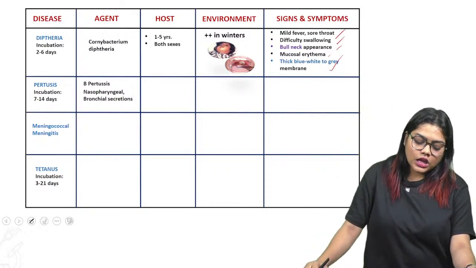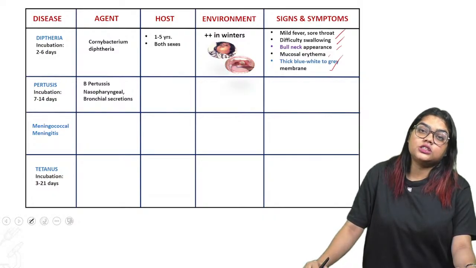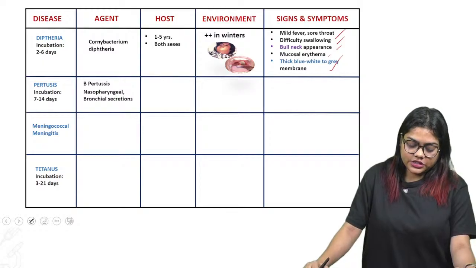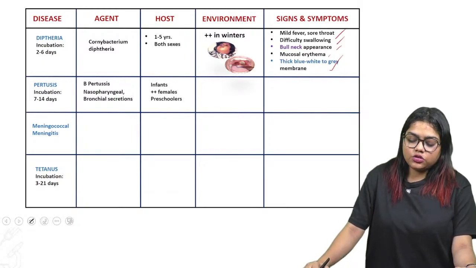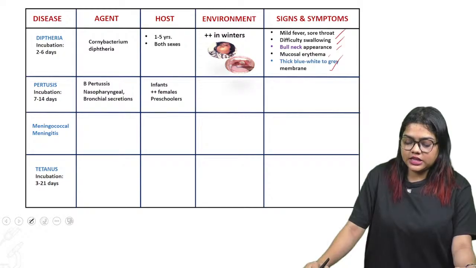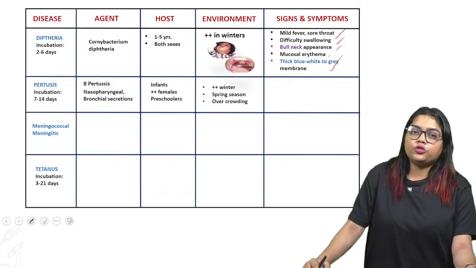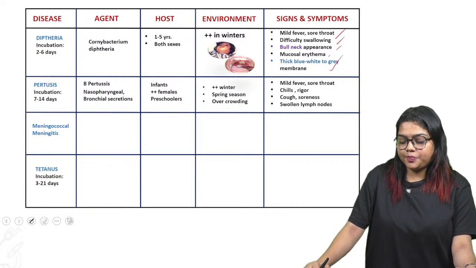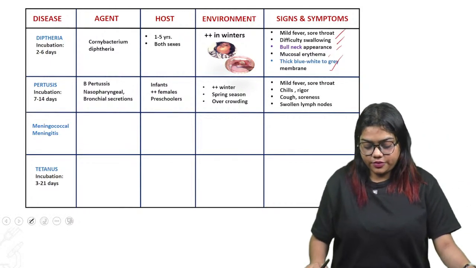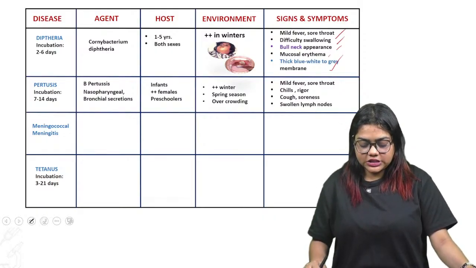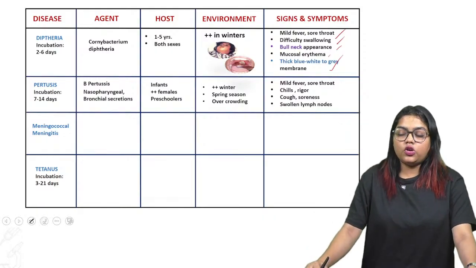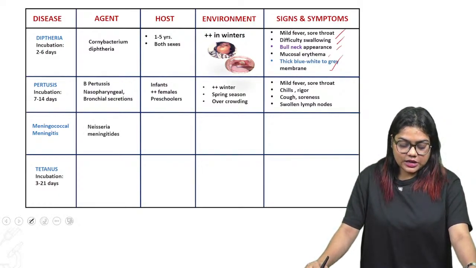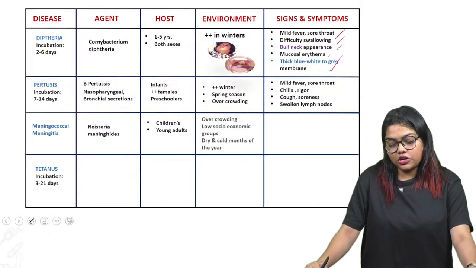Pertussis: its incubation is between 7 to 14 days. The agent is B. pertussis, spread by nasopharyngeal and bronchial secretions. The host is mainly infants, females, and preschoolers, and it transfers in winter, spring, and overcrowding. The signs and symptoms include mild fever, sore throat, chills, rigor, cough, soreness, and swollen lymph nodes. Meningococcal meningitis is caused by Neisseria meningitidis. The host is children and young adults.